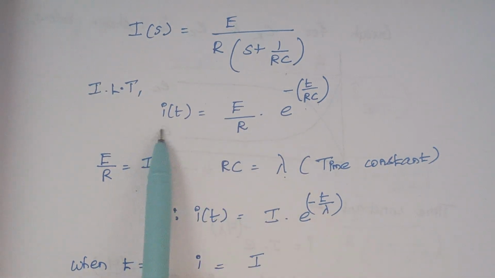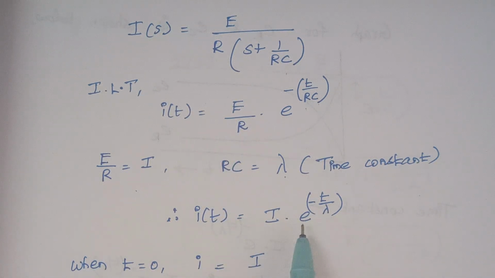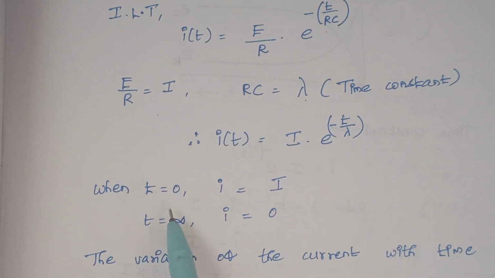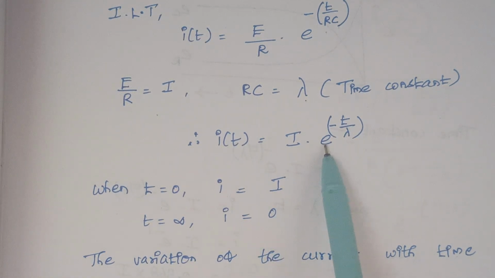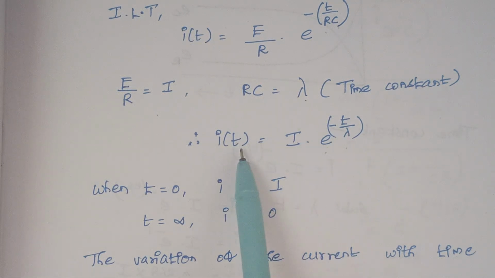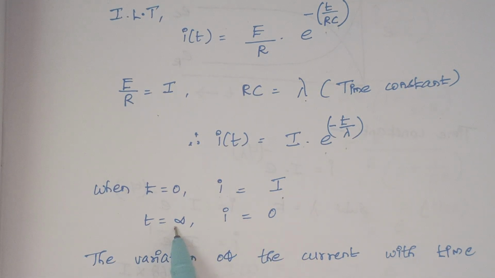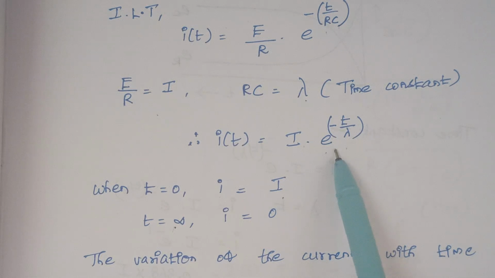When you rewrite, you see I of t is equal to I into e to the power minus t by lambda. In this expression, we are going to substitute different values of t, and thereby calculate the values of I. When t is 0, e to the power 0 becomes 1. Therefore, I of t is equal to I, capital I. When you substitute infinity, e to the power minus infinity becomes 0, so 0 into I becomes 0. Therefore, the current becomes 0 here.